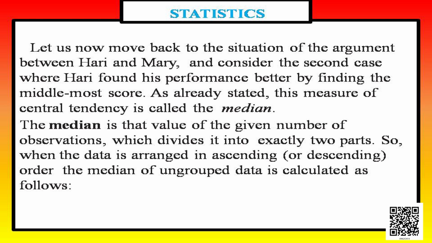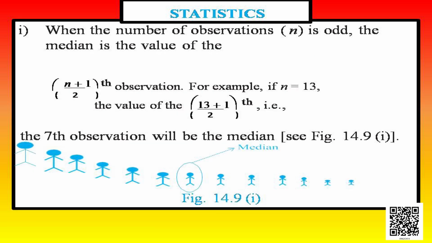Let us now move back to the situation of the argument between Hari and Mary and consider the second case where Hari found his performance better by finding the middlemost score. The median is that value of the given number of observations which divides it exactly into two parts. So, when the data is arranged in ascending or descending order, the median of ungrouped data is calculated as follows. There are two rules for medians.